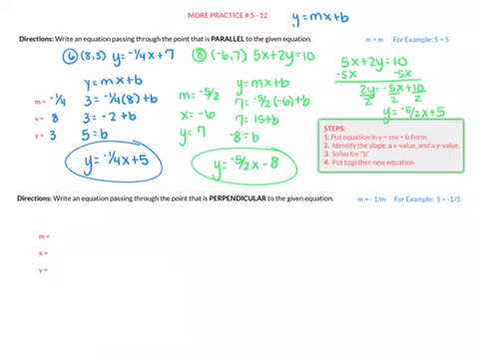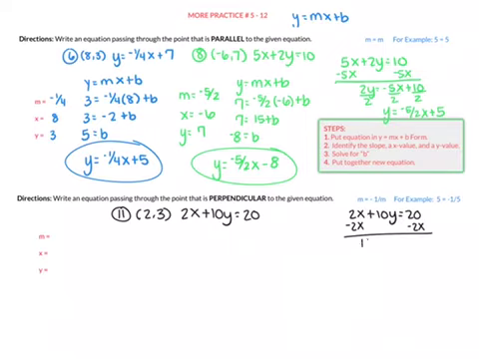Okay, number 11. The ordered pair given is 2, 3. The equation is 2x plus 10y equals 20. Step 1, put the equation in slope-intercept form. So before we begin jotting down anything here, we really need to rewrite this so that y is by itself. I'm going to subtract 2x on both sides. And then to finish isolating the y, we're going to divide everything by 10. Y equals negative 1/5 x plus 2.